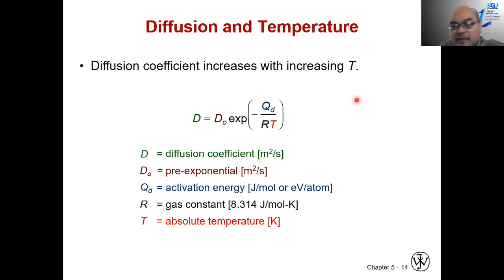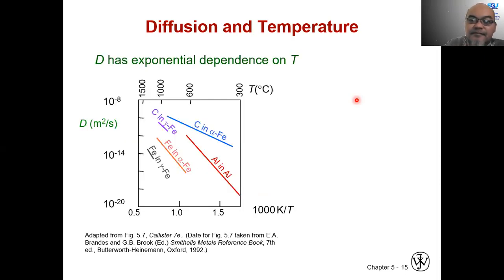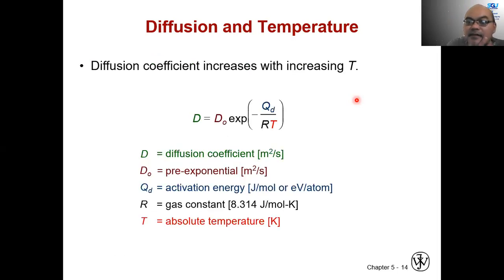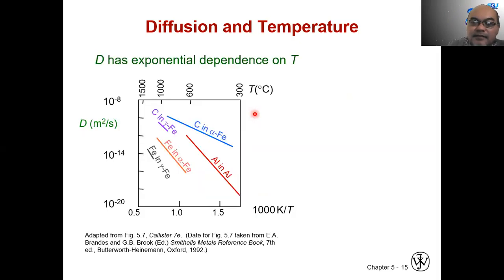QD is the activation energy. This is similar, maybe not the same, as the activation energy which we have learned earlier. R is the gas constant, and T is absolute temperature in Kelvin. So from here, D has exponential dependence on T. The larger the temperature, then the D will decrease, because this one is minus.